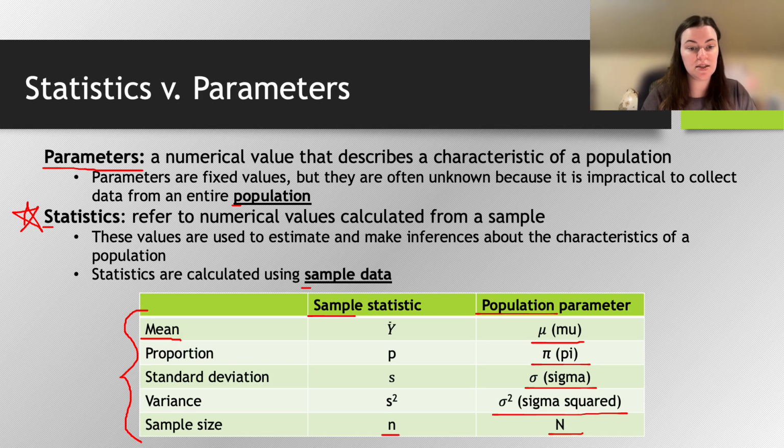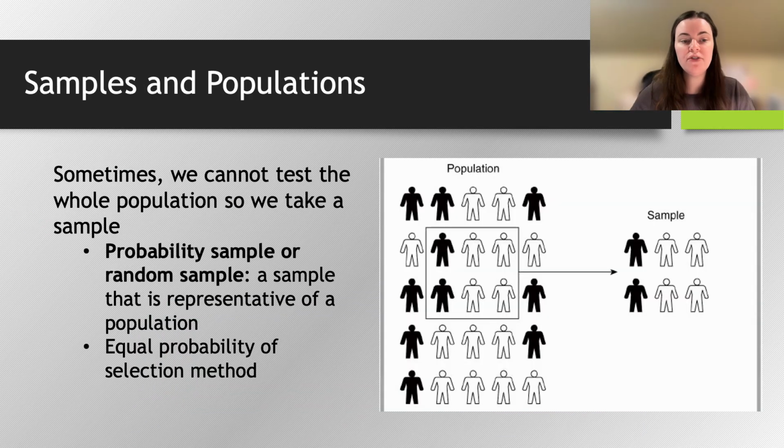Also, these statistics pretty much mean the same thing, but the designation is going to tell you whether or not we are talking about samples or populations. Oftentimes, we cannot test an entire population, which is why we have this idea of sampling in the first place. The most common of which is a probability sample or a random sample. Both of these techniques, those are interchangeable terms, is so that we can take a sample that is representative of an entire population. So this is an equal probability of selection method. In other words, every single individual within a population would have an equal chance of being selected.